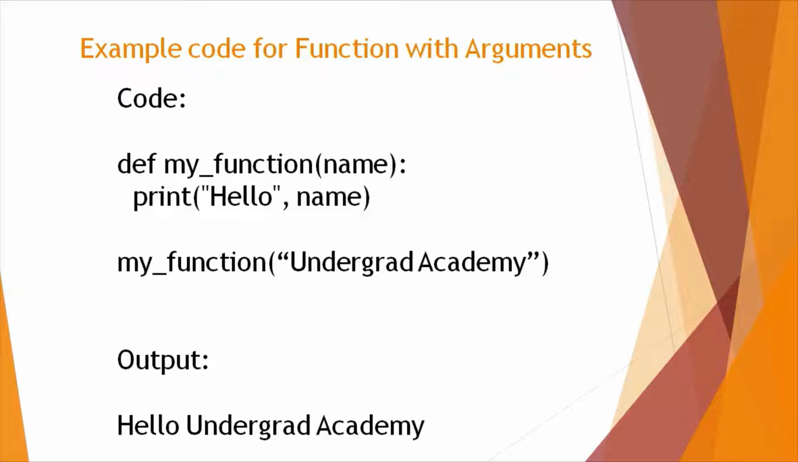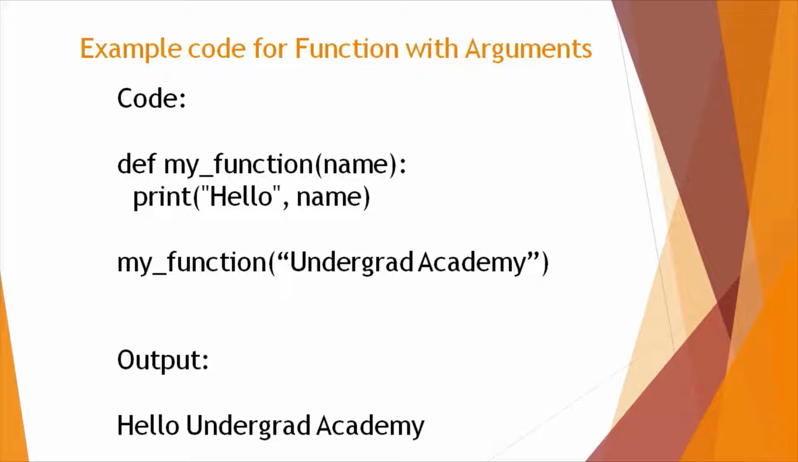Okay, so here's an example code for a function with arguments. You can also pass arguments inside a function. I have declared my function def my_function, and I'm passing a parameter name inside the parentheses, and I'm printing hello and the name. In calling the function, I am passing Undergrad Academy, which will be served as the value of name. So when I call this function, Undergrad Academy will be assigned to name, and then I will be printing hello and name. So I will get the output hello Undergrad Academy.